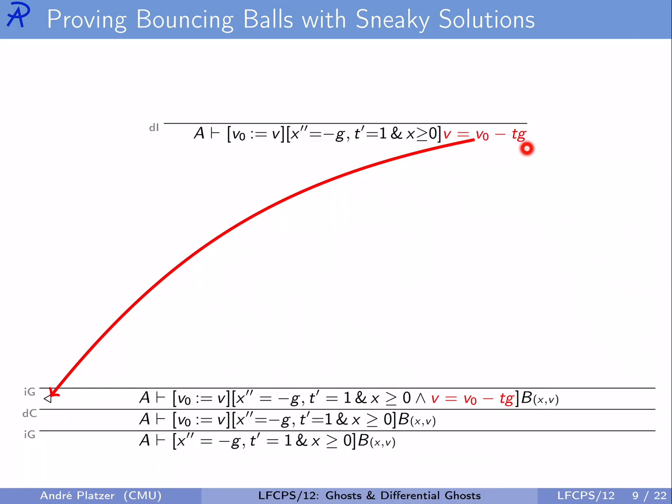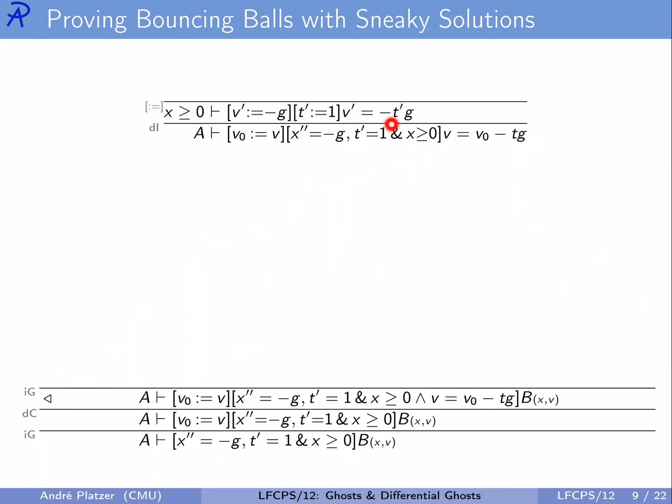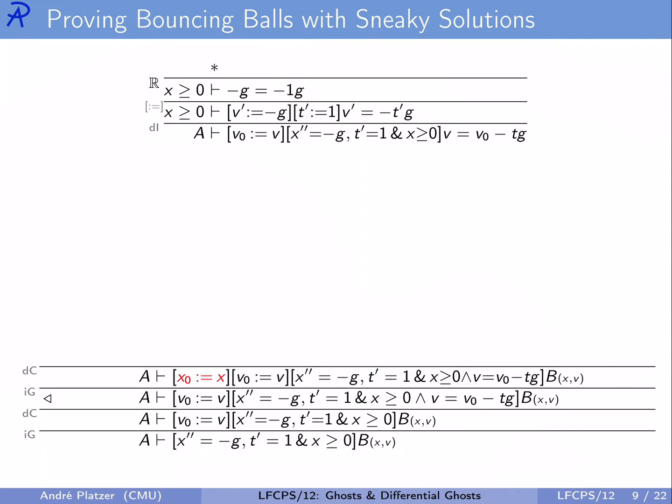How do we prove that this is the case? Well, differential invariance, right? We put the prime of the formula, which will give us v prime equals minus t prime g, and then we plug in the value of v prime and the value for t prime. That will require us to prove that minus g equals minus 1 times g, which is really easy to prove by arithmetic. So that worked. And we come back with the proof down here and continue this.